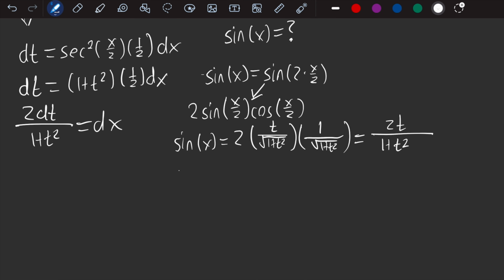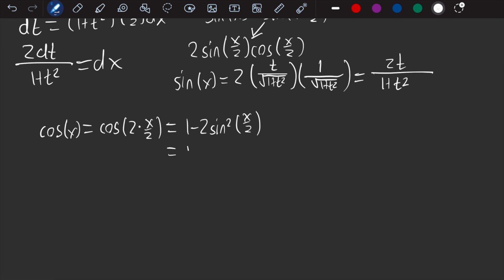And now, for our cosine of x, we're going to use another trig identity. We're going to use the double angle identity on cosine of x to find out what it is with respect to t. Cosine of x is the same thing as cosine of 2 times x over 2. And there are multiple ways to express the double angle identity for cosine. We're going to use this expression because I think it's the easiest. This is equal to 1 minus 2 sine squared of x over 2.